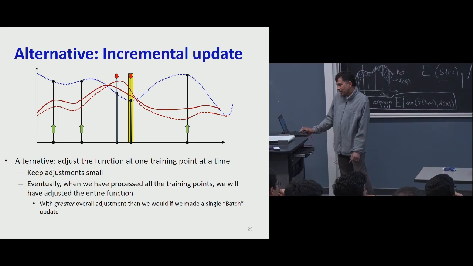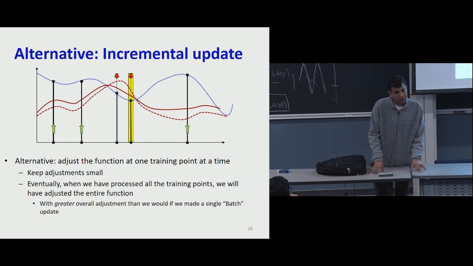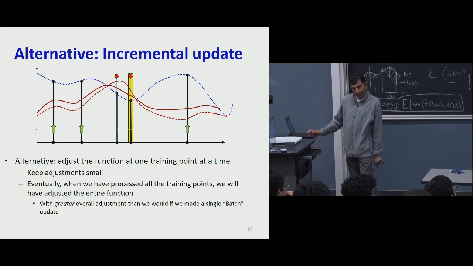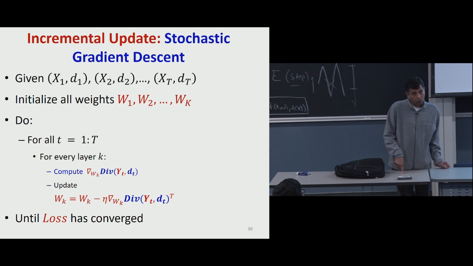So this is this increment, and you can potentially make greater overall adjustment than if you just try to adjust all of your training points all at once, because you poke the individual points separately. And we'll see why this could be the case, although there's going to be a little bit of divergence between the theory and your intuition. So this incremental update mechanism is what we call stochastic gradient descent, where you're adjusting at one point at a time.